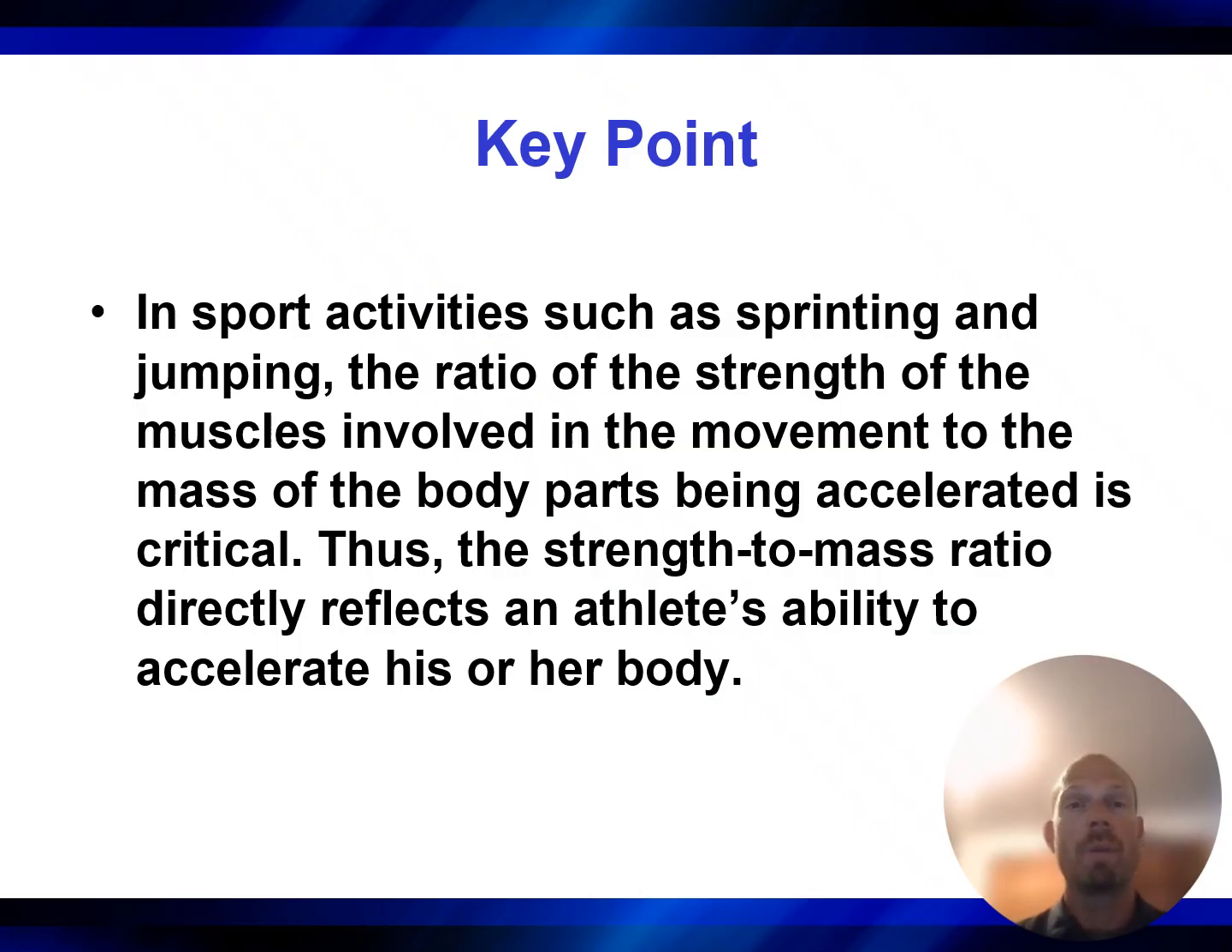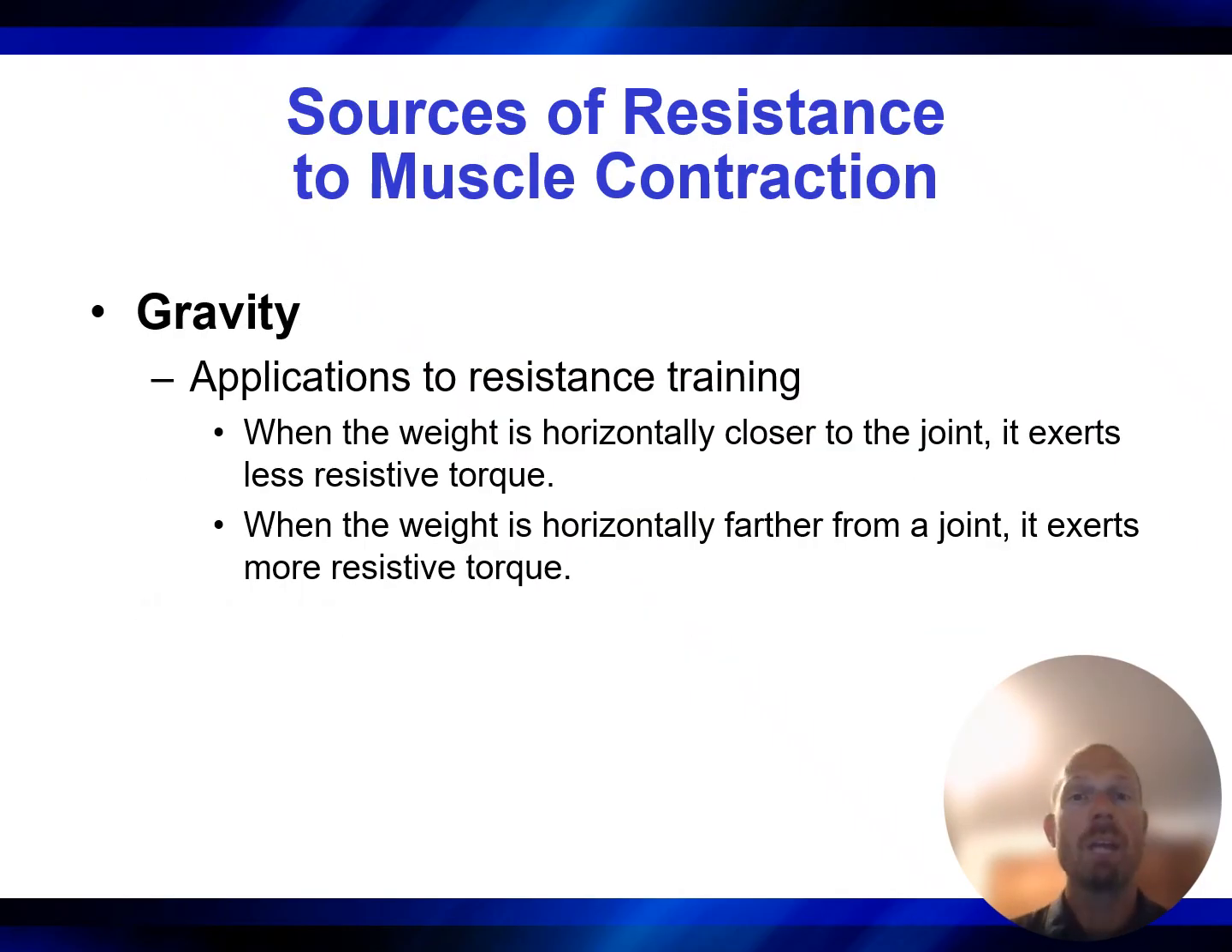This is another key point about how strength to mass ratio impacts performance, in this case, sprinting and jumping. We'll now transition to how the body interacts with external loads. To evoke an adaptation, muscles must overcome a resistive force generated by a source outside of the body.